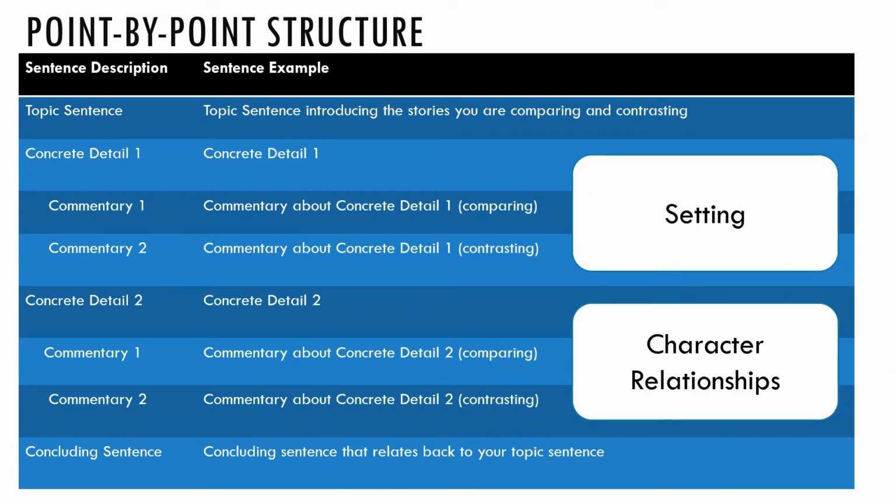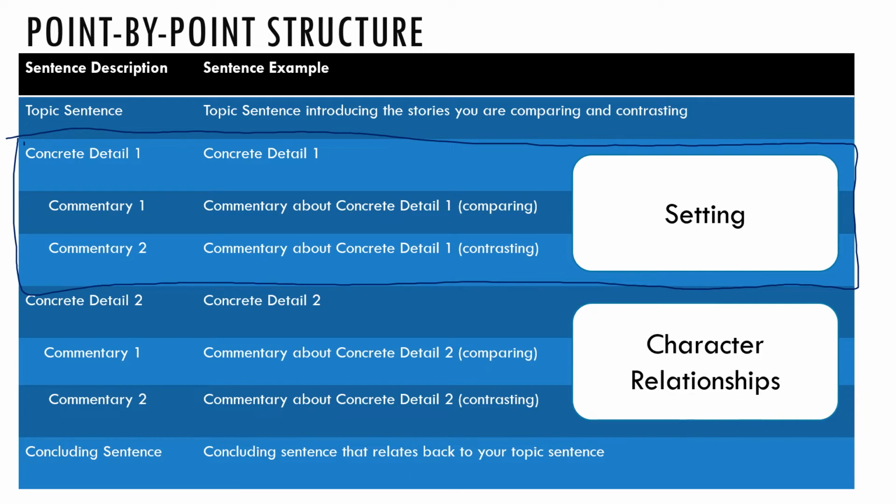This is a point-by-point structure. So in this chunk, I would talk about one concrete detail or one literary element, and in this second chunk, I would talk about another. And that commentary, all of those commentaries, would be comparing and contrasting each of those details in the stories. So for my example, I would use setting as my first concrete detail, and I would use character or character relationships as my second concrete detail.